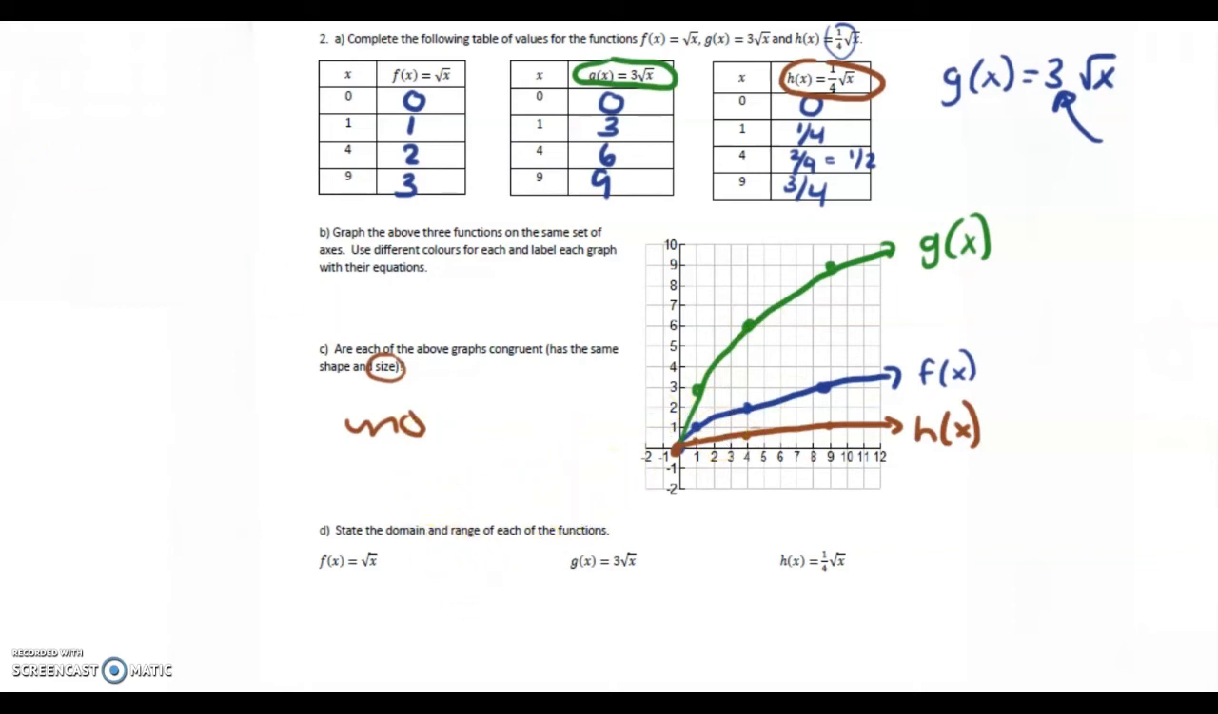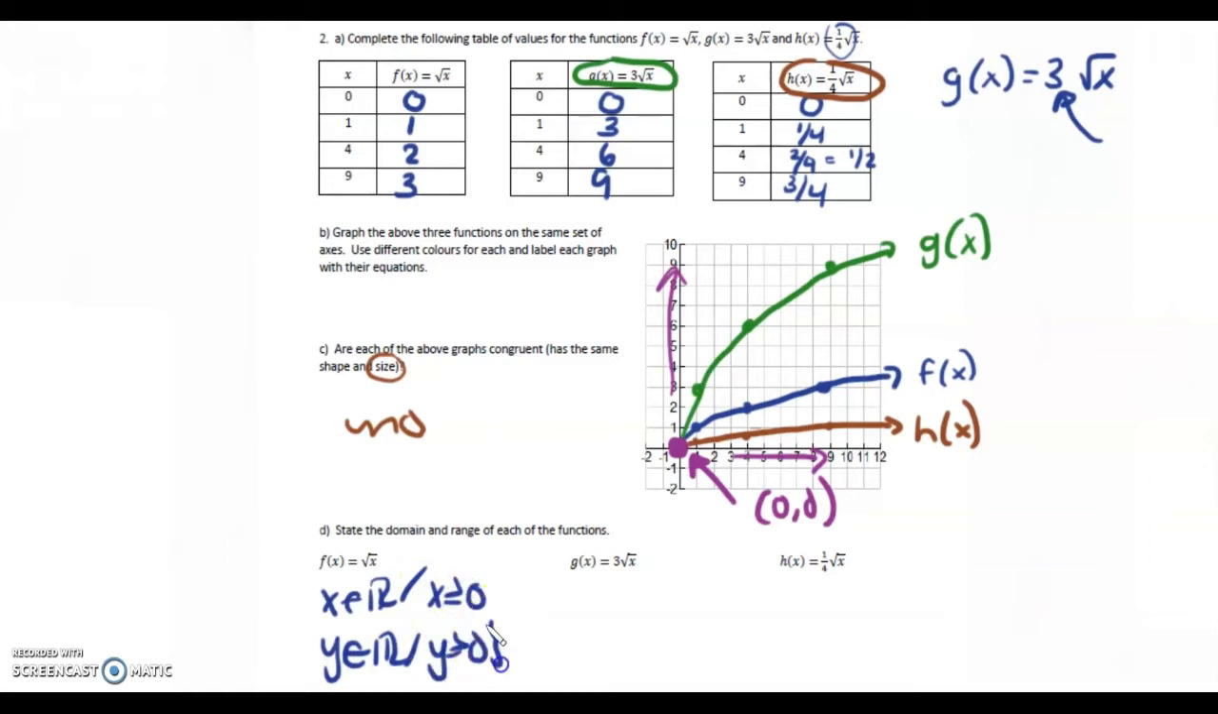Okay, domain and range for each function. If you think about it, every single one of them has this starting point, which is 0, 0. And all of them, because they're not reflected, go to the right forever, and they all go up forever. So for the normal root x function, x is an element of the reals and y is an element of the reals, such that x is greater than or equal to 0, y is greater than or equal to 0 as well.